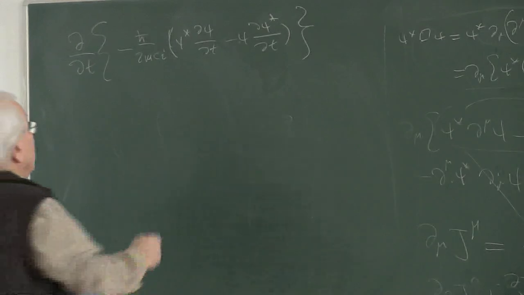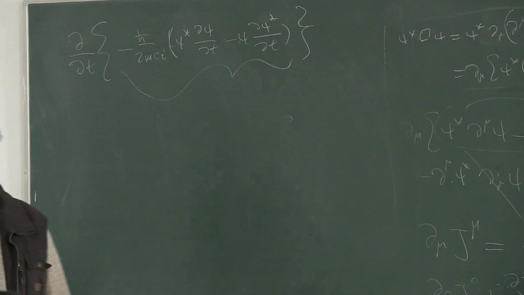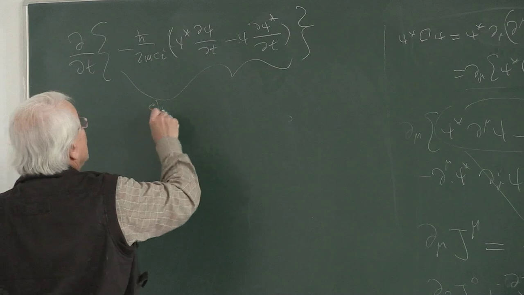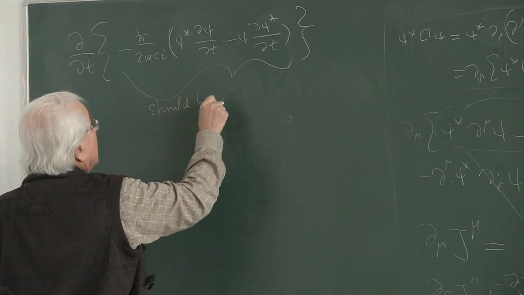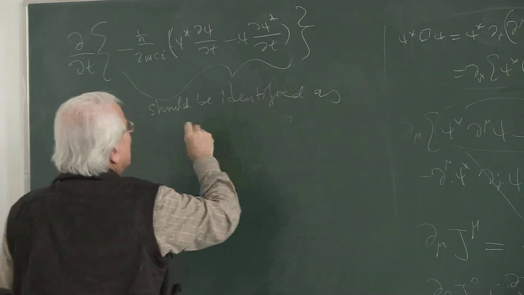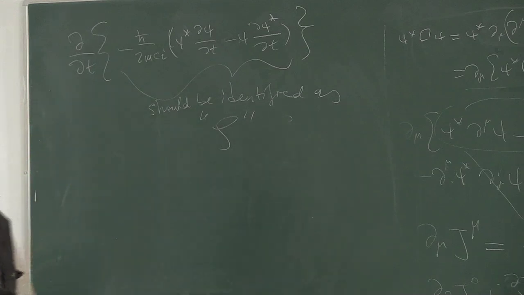So if it is to be interpreted as the correct continuity equation, this part should be identified as rho, some kind of probability density. Does it have the right properties that a probability density has? Let's see. It should be positive definite in the first place.